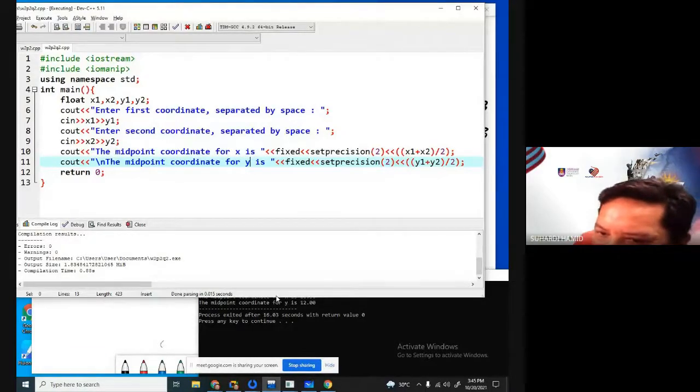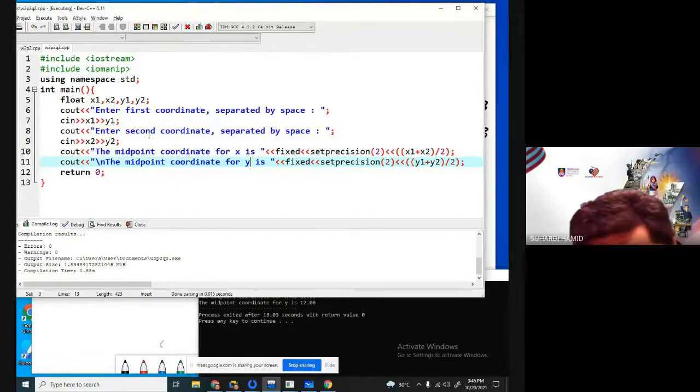Float x1, x2, y1, y2. Enter first coordinate separated by space. I simply want to keep it simple, that's why I do it this way. We have x1 and y1. Enter second coordinate separated by space, x2, y2. And the midpoint, of course, we can calculate.